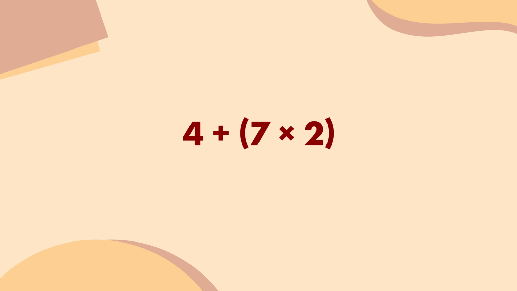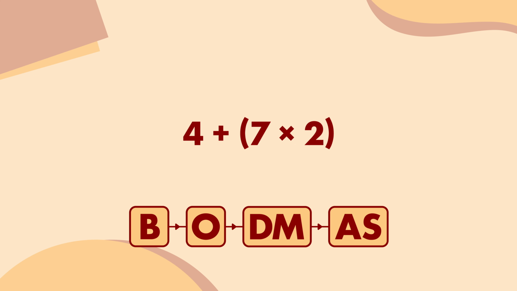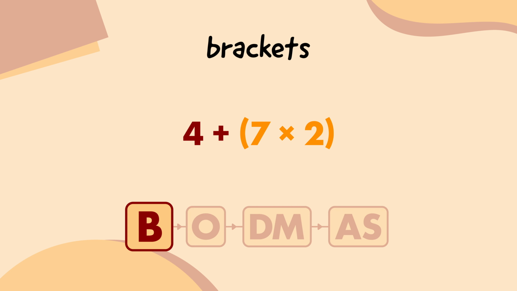Here's a simple equation like the one we saw earlier. 4 plus brackets, 7 multiplied by 2. Let's use BODMAS to make sure we get the correct answer. Okay, great. I think I'm going to let our reigning champion take this one though. The first step of BODMAS is B, brackets. I'll start by doing 7 multiplied by 2, which is equal to 14.